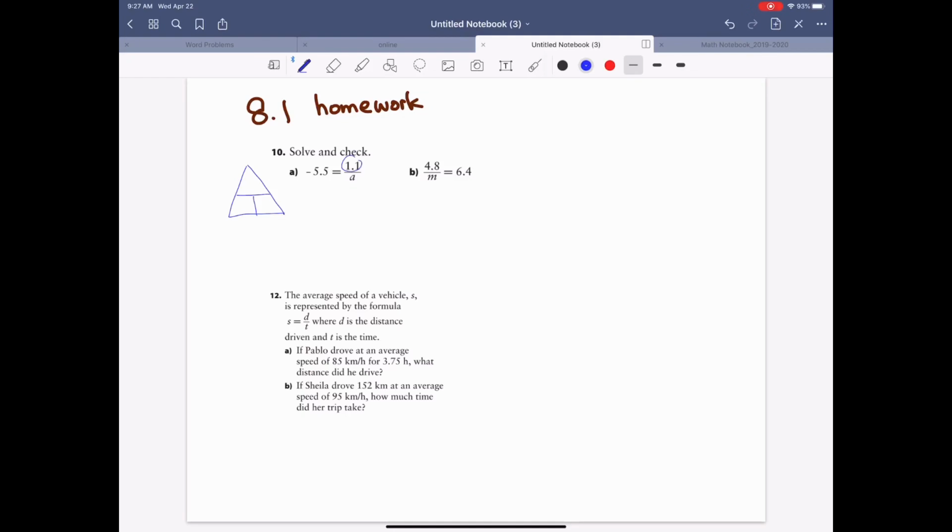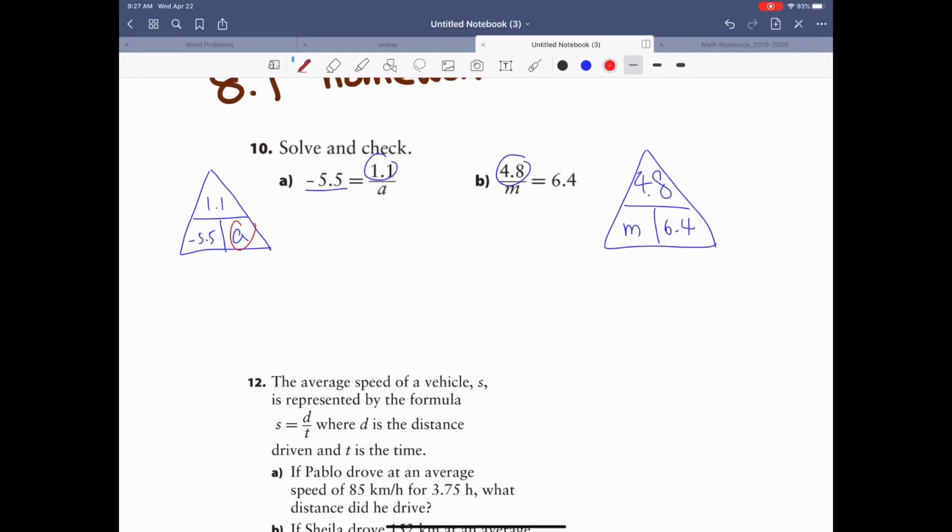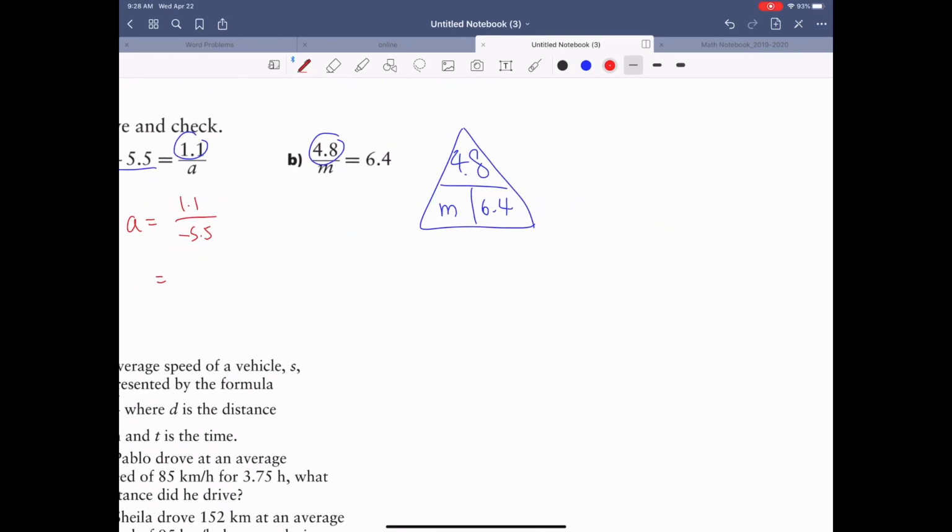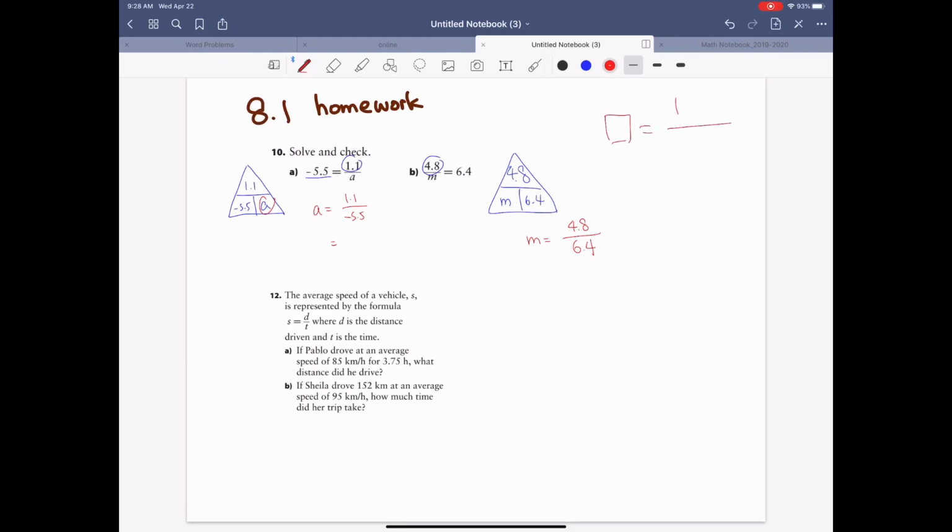So if 1.1 is on top, then 1.1 here, negative 5.5 on the side, A here. And in this case, however, 4.8 is on top of the fraction, so M, 6.4. So according to your triangle here, if you want to solve for A, in this case, you do A equals to 1.1 divided by negative 5.5. Okay, and then whatever number you get, and it's a negative number. Okay, so M in this case equals to 4.8 over 6.4. So basically, if you see one number equals to a fraction up top, you put it in a triangle to actually see whether it's multiply or divide.